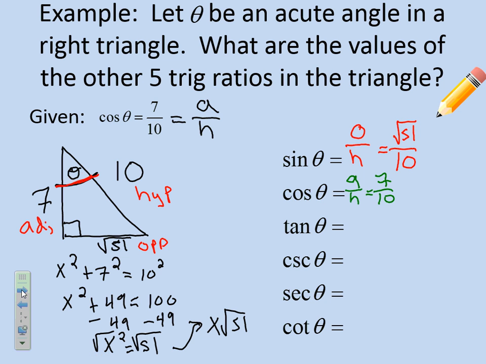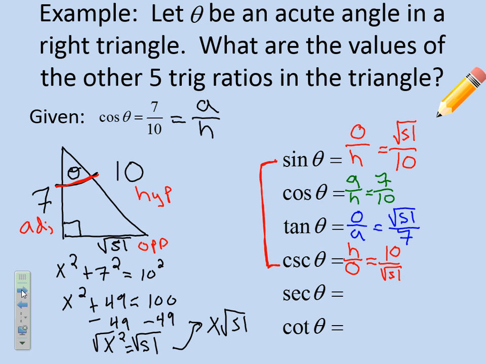And my tangent is opposite over adjacent. Opposite is square root of 51. My adjacent is 7. Now we have to think back. I'm back at cosecant. So when I'm working with cosecant, it's the opposite of sine, so these ones go together, so it's going to be hypotenuse over opposite. So my hypotenuse is 10, and the opposite is square root of 51.